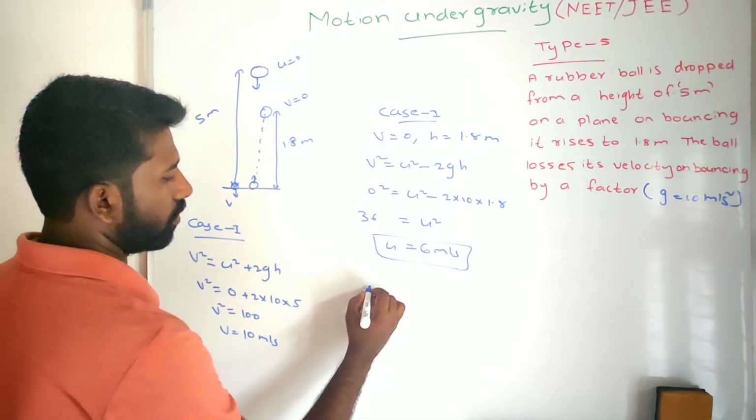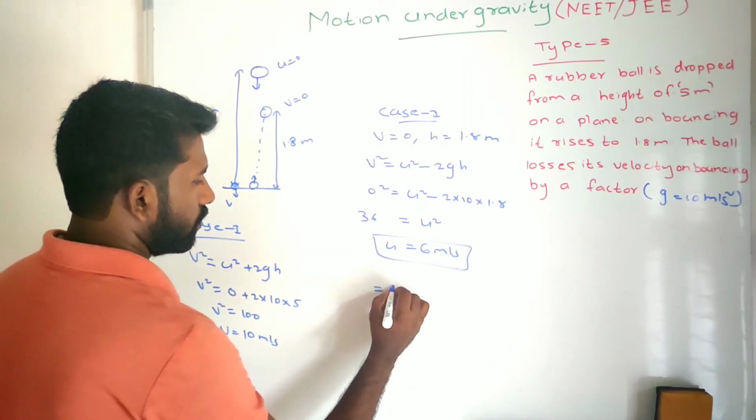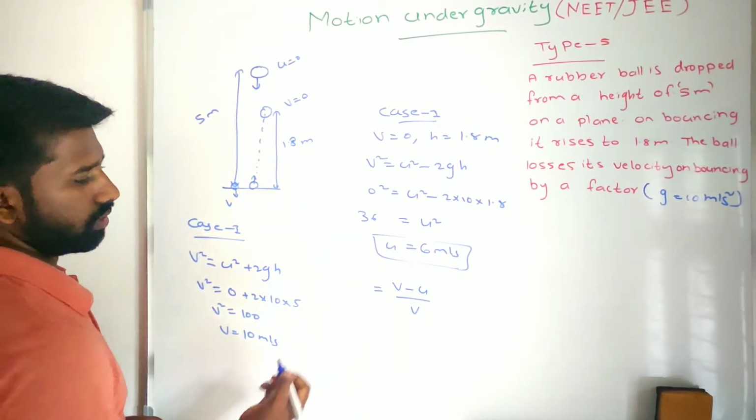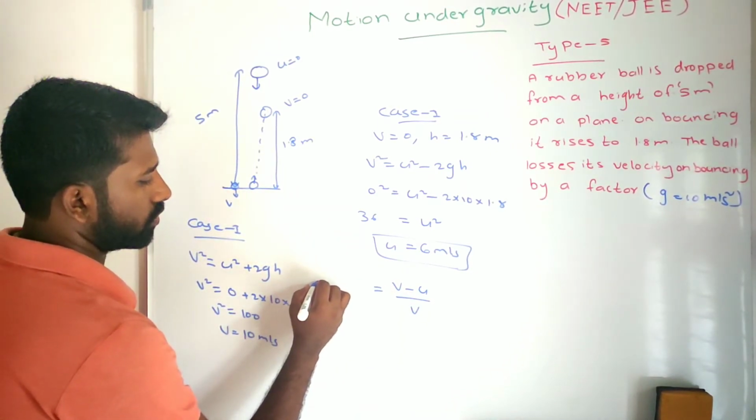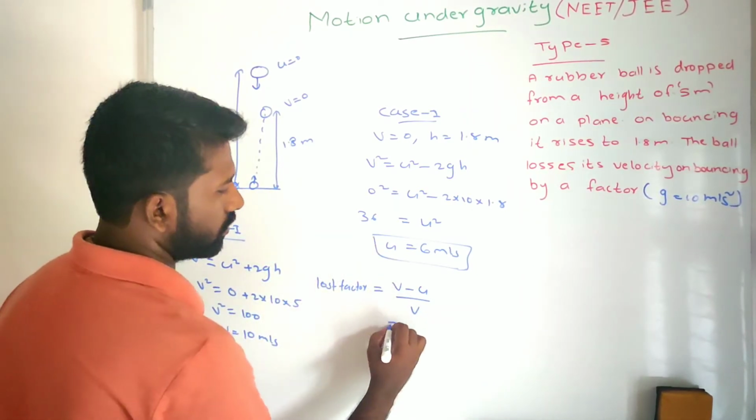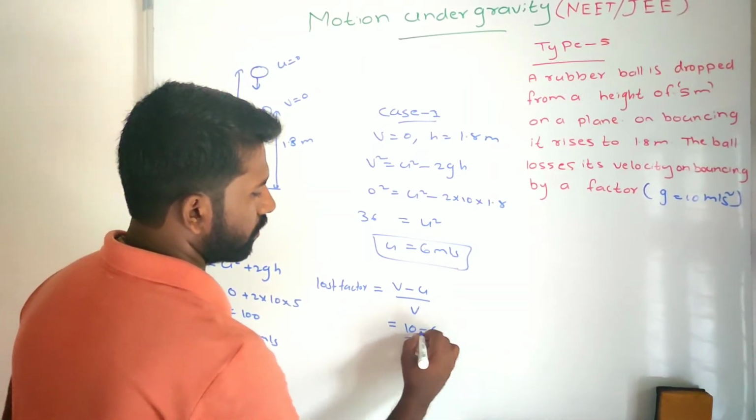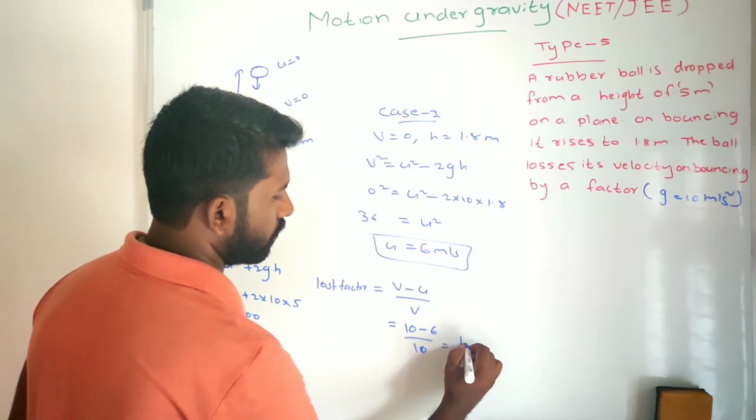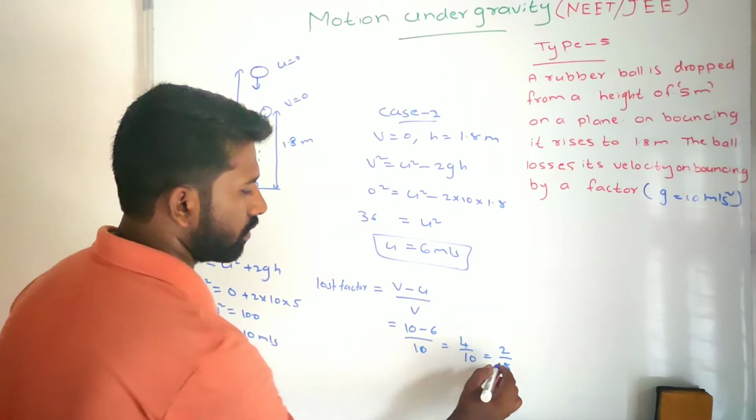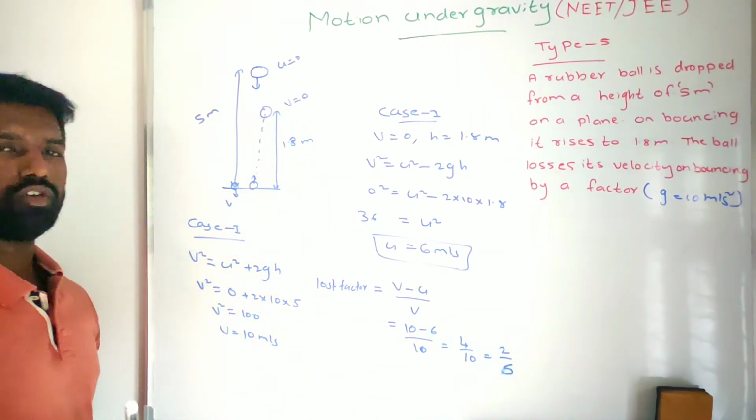So the velocity lost by a factor. That means we can find out the initial velocity minus final velocity divided by the initial velocity. So that is how much is the initial? 10 minus 6 divided by 10. That means you get 4 by 10. 4 by 10 means 2 by 5. So the velocity lost by a factor of 2 by 5.